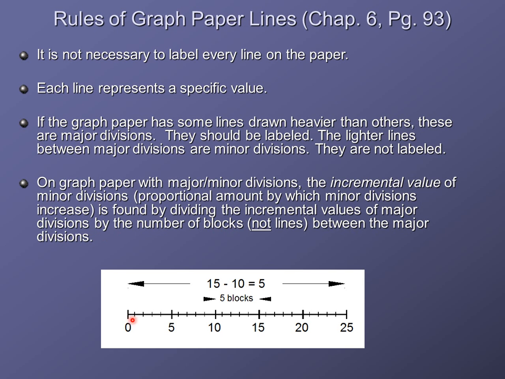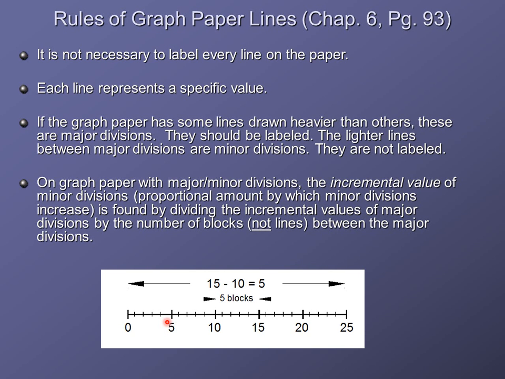For example, what is the difference between two consecutive major divisions? The difference is, let's say, 5. And how many minor divisions do we have inside? I'm not talking about the major ones. So 1, 2, 3, 4, 5. Since we have 5 minor divisions and the difference between the major divisions is 5, each minor division is worth 1.